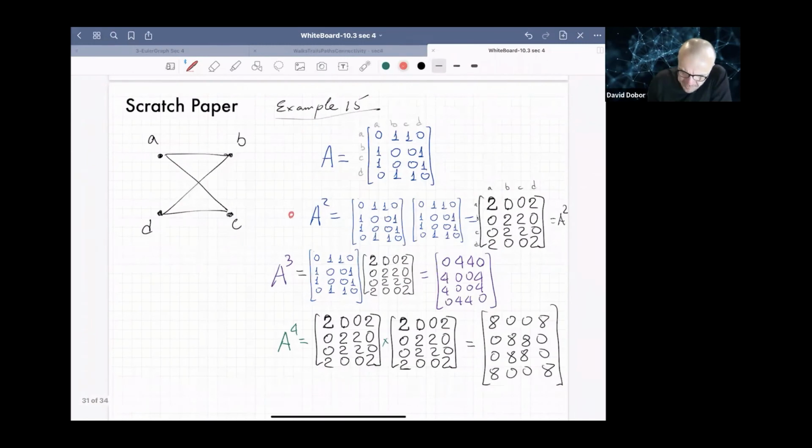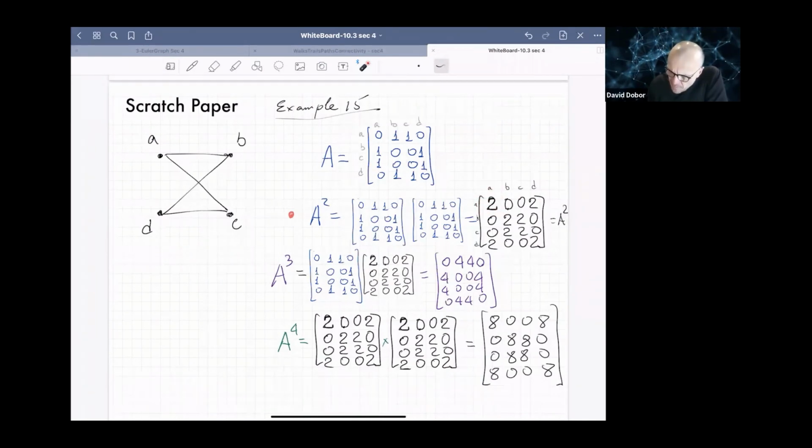A squared here. How many paths of length 2 are there from A to D? Let's take this one, or A to A, doesn't matter. A to D: 1 guy, 2 guy. This 2 tells me that there are 2 paths. How many paths from A to A? Here's 1. Here's another one. There's no other paths. This 2 tells me that's the case.